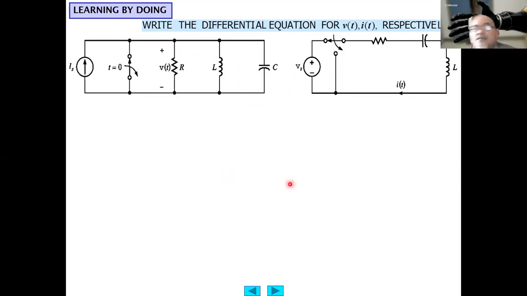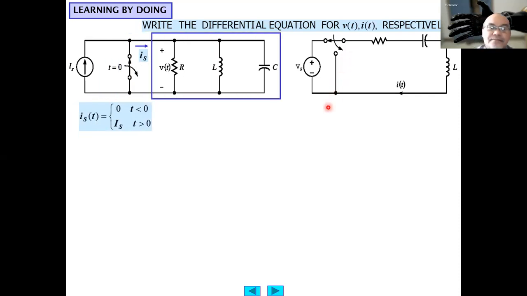On the second circuit, this is a voltage source connected in series with R, L, and C. However, before t equal to 0, this is connected like this. This is charging. At t equal to 0, this is switched here, so it is disconnected from the voltage source.